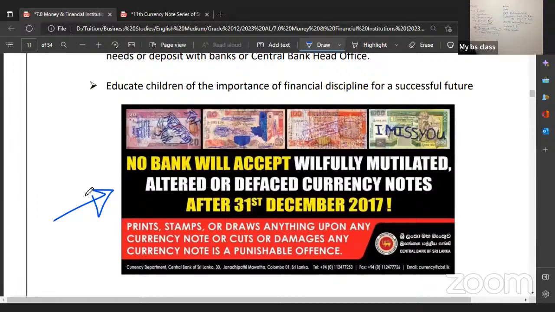To print, stamp, draw anything upon any currency note, or to cut or damage any currency note is a punishable offense. Okay, it's a hard job to find out who did this.